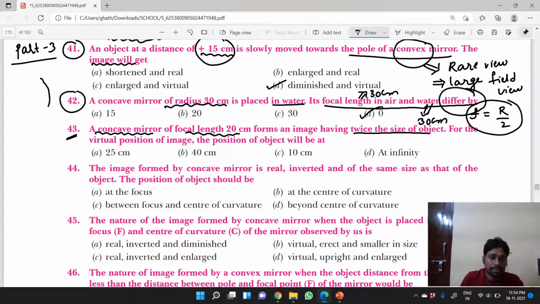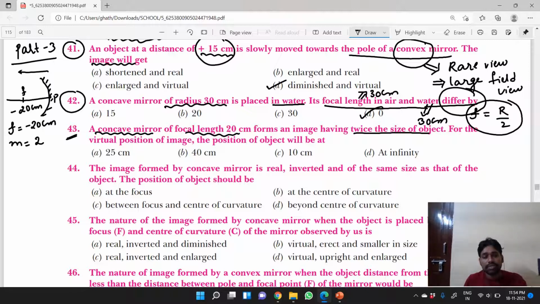As we are familiar with the sign conventions, this is nothing but the focal length. The distances which are measured towards the negative x-axis are nothing but negative. So focal length is minus 20 centimeters, and magnification is given as 2, the size of image is 2 times the size of object. So magnification m = minus v by u = 2. v is equal to minus 2u.